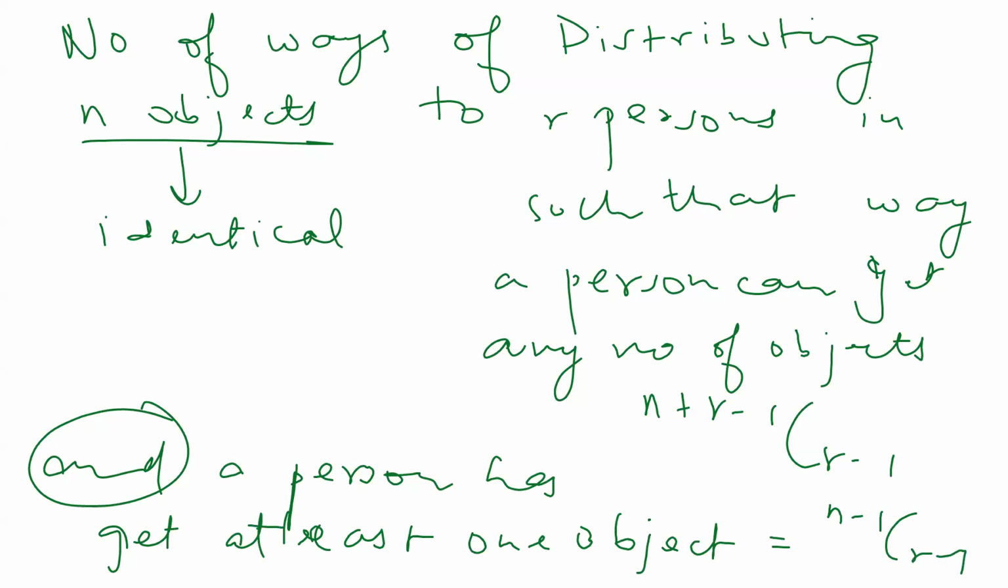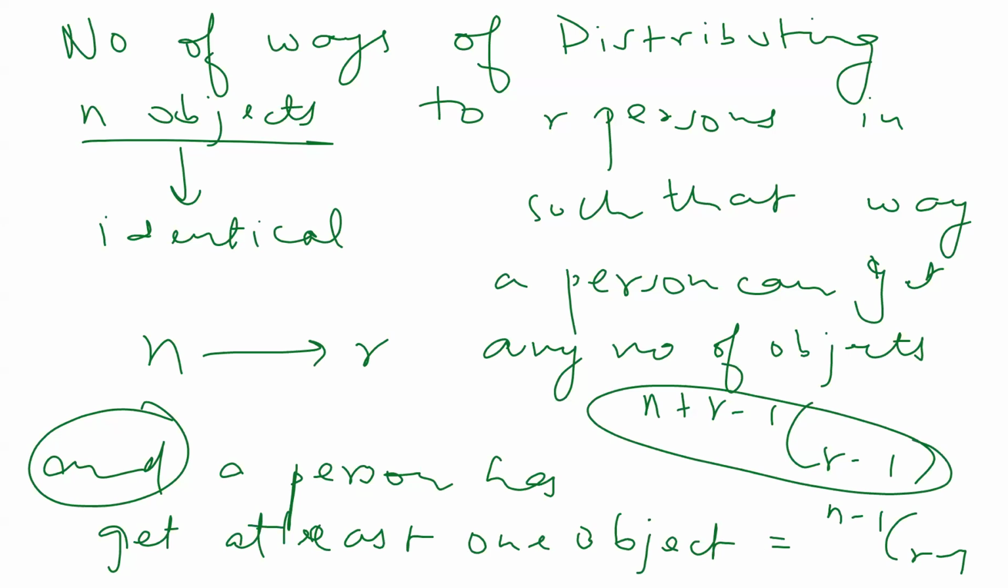So there are two formulae. N objects are given to r persons. This time identical objects, these are same objects, not different objects. So if a person can get any number of objects, a person may not even get an object, use this particular formula. And the second case is the person has to get at least one object, so this particular formula. Fine. So let us go to question number 12.